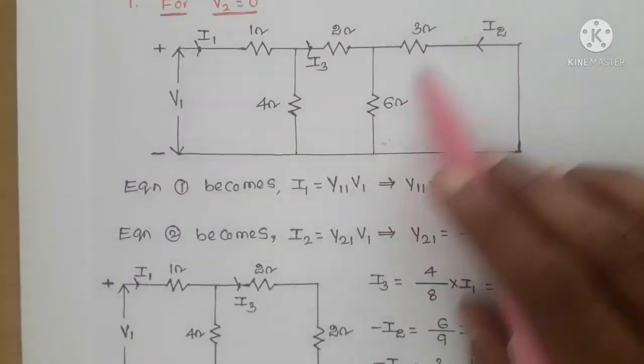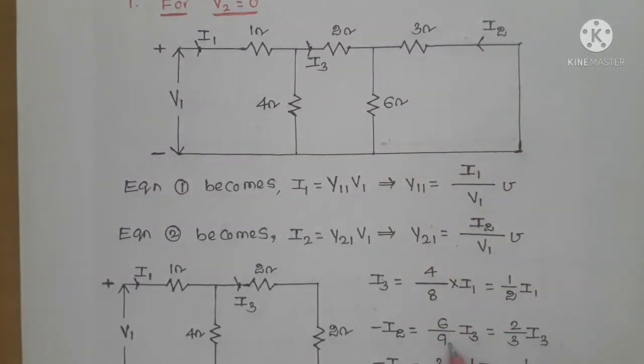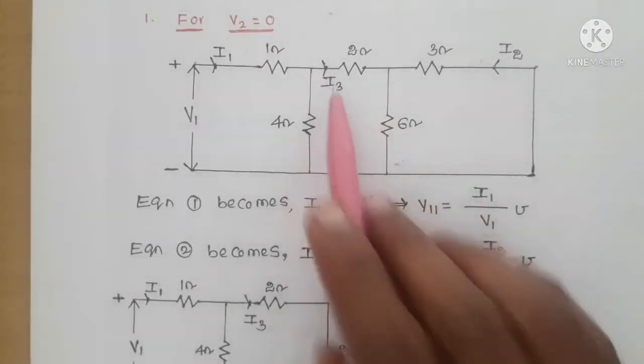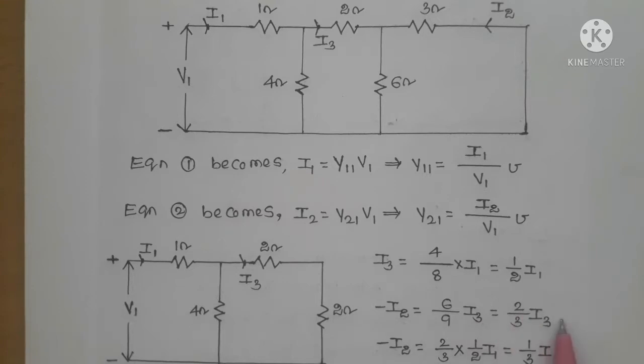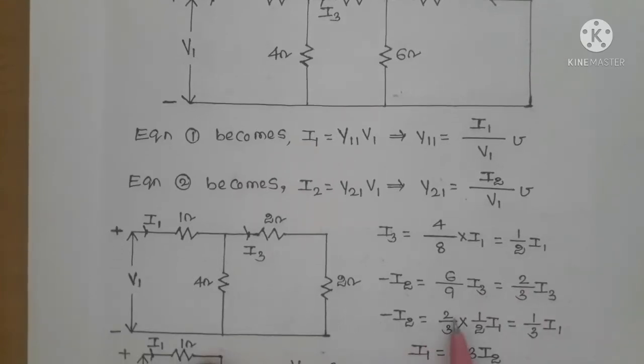the sum of these two resistors is 9. So 6 plus 3 is 9, into I3. I am using the current division rule here, which is equal to 2 by 3 I3. So minus I2 equal to 2 by 3 I3.